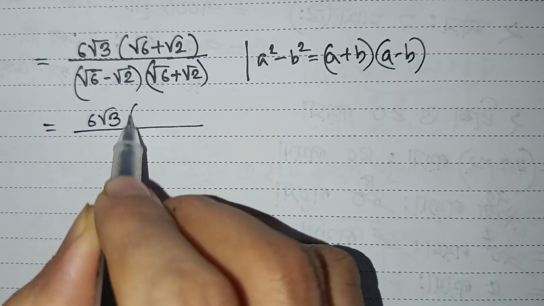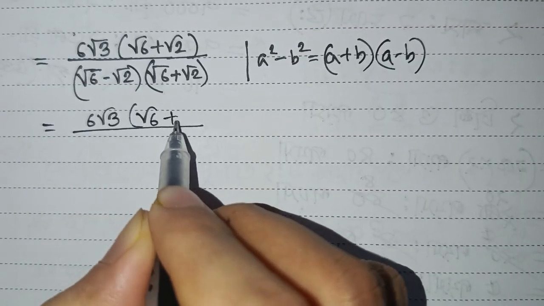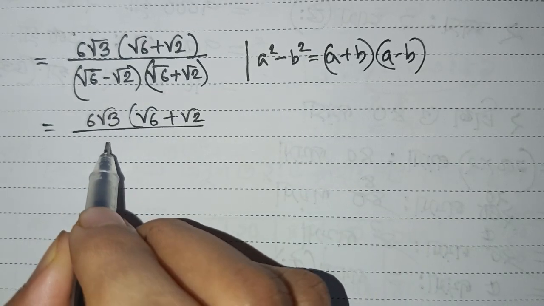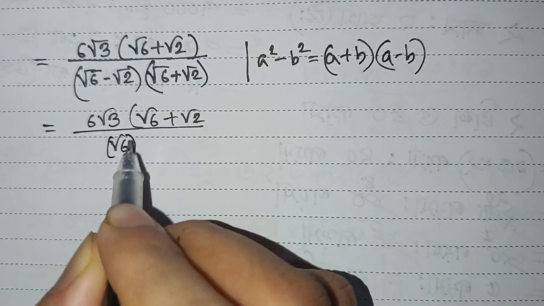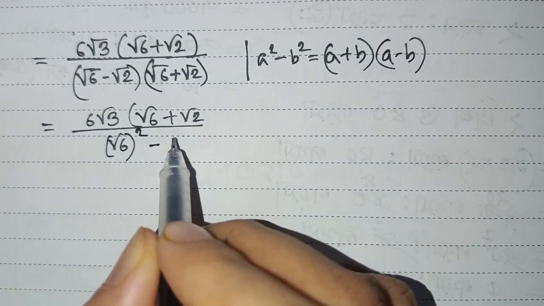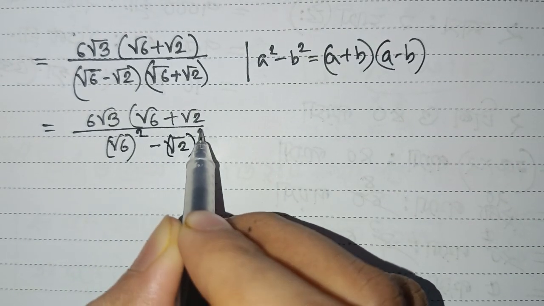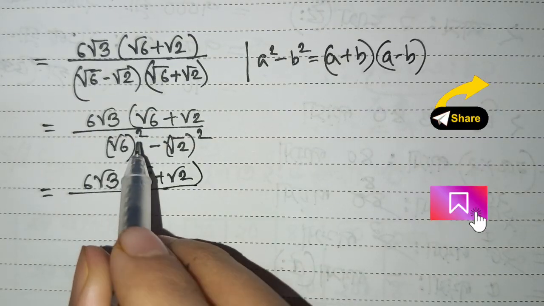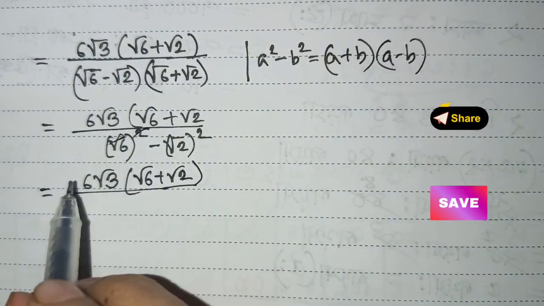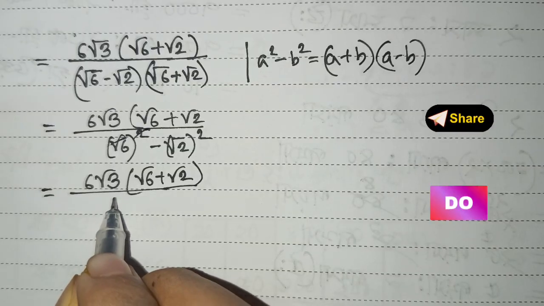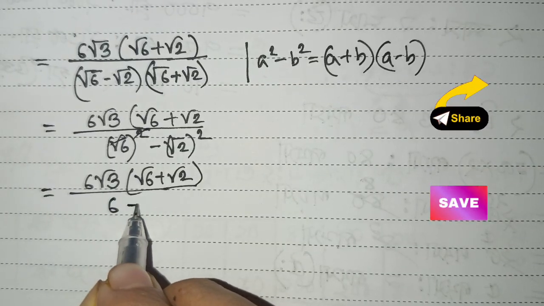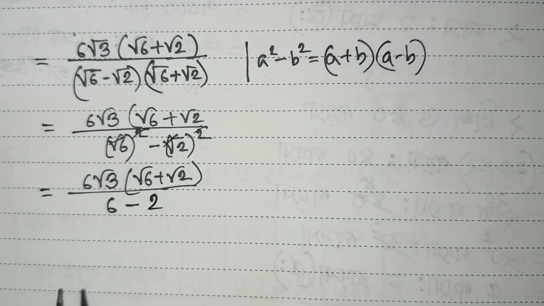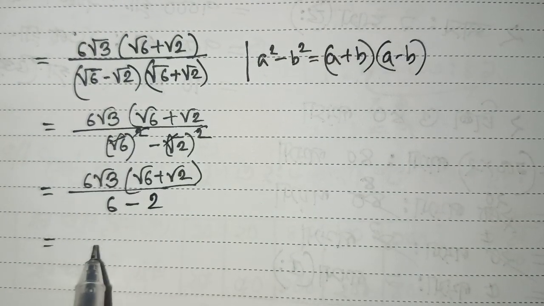6 root of 3 times root of 6 plus root of 2. So we can write here root of 6 square minus root of 2 square. Root of 6 plus root of 2. Square and root cancel out. We have remained 6 minus, here also square and root cancel out, we have 2.